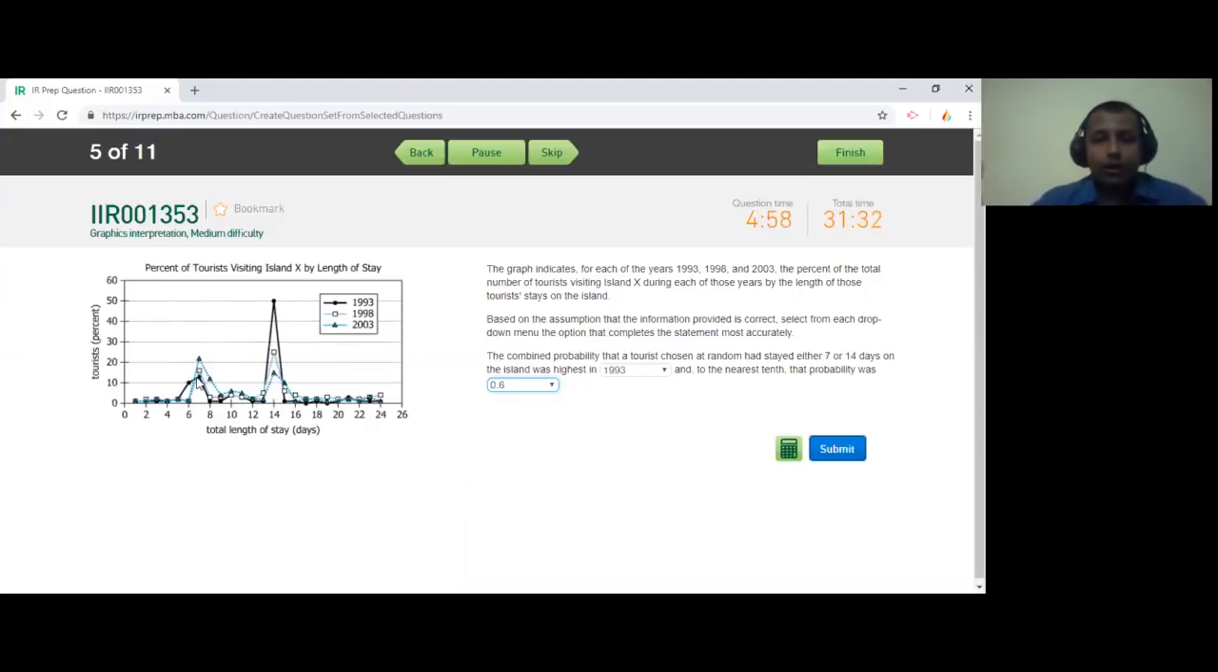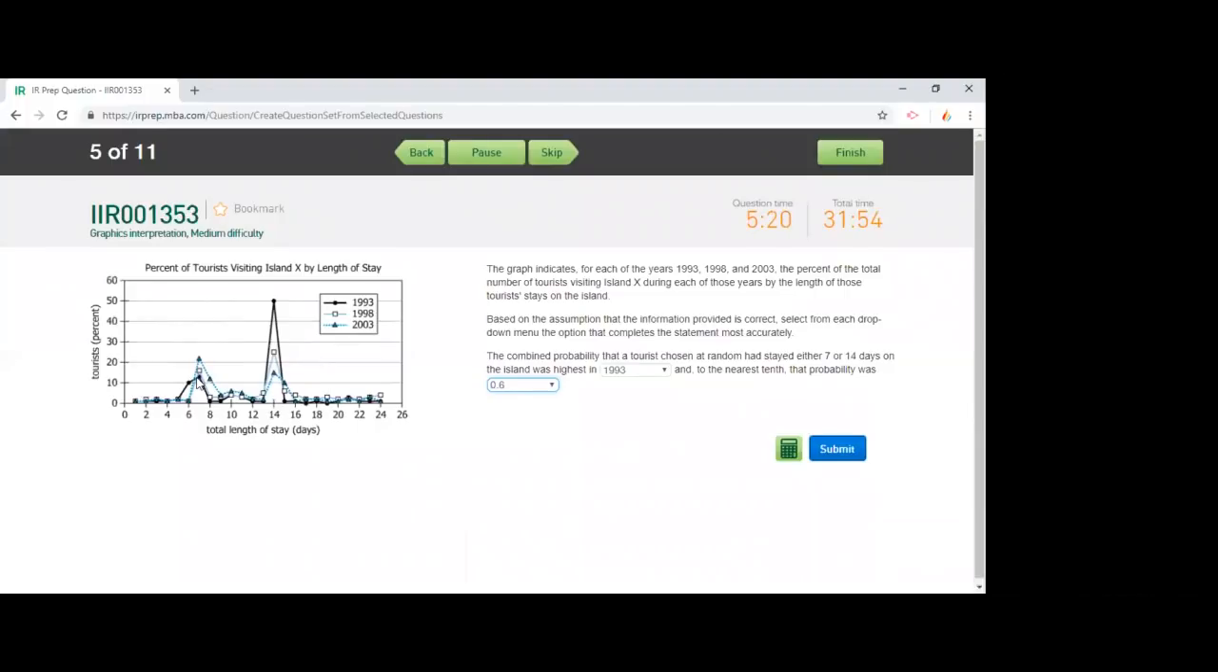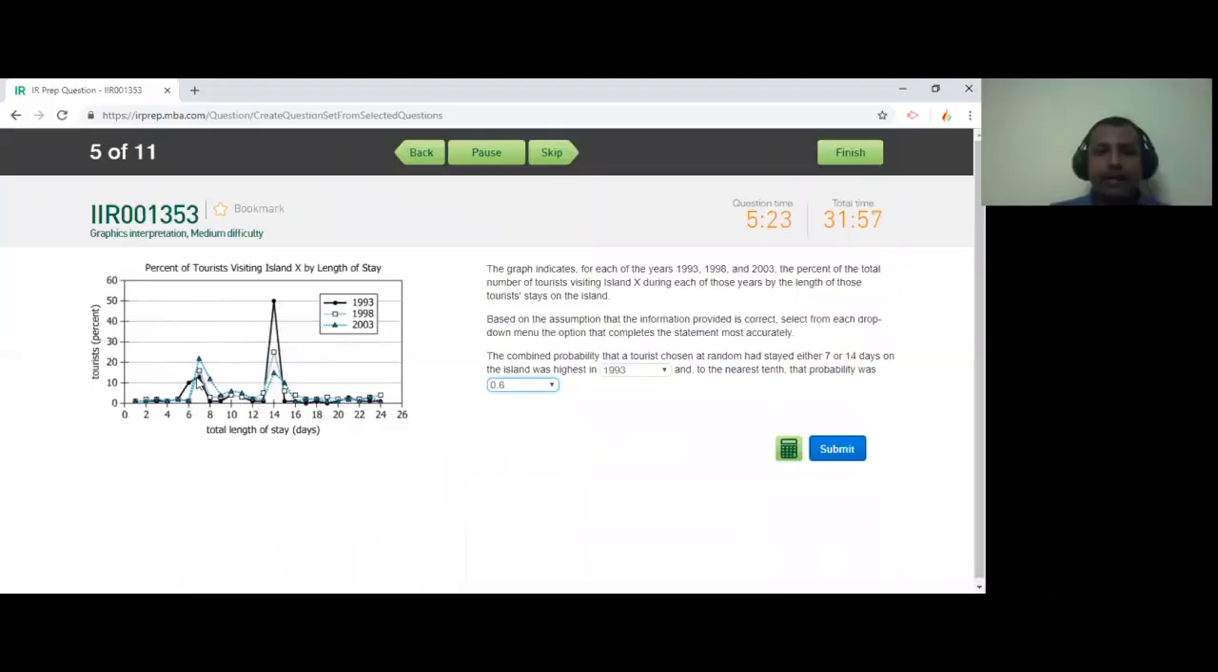Yeah. It's sort of a probability distribution at a very, very basic level. So essentially, what it says is that 50% of the people in 1993 stayed for 14 days. That's the whole idea. So the probability is nothing but the percentage. So I just add the percentages up. Yes, exactly. So there is no expected value situation here. It's not asking you a grilling problem on probability concepts.